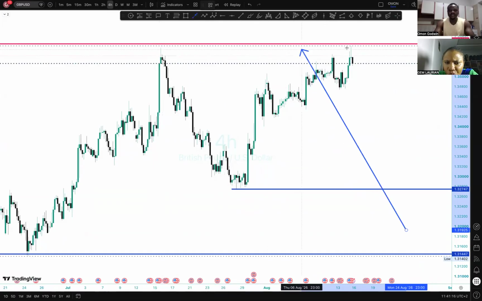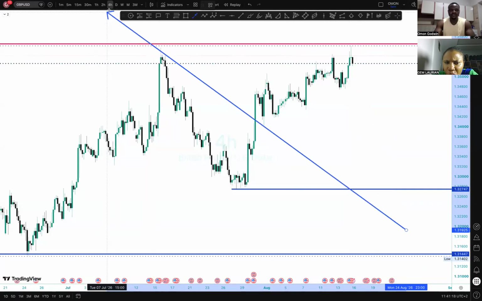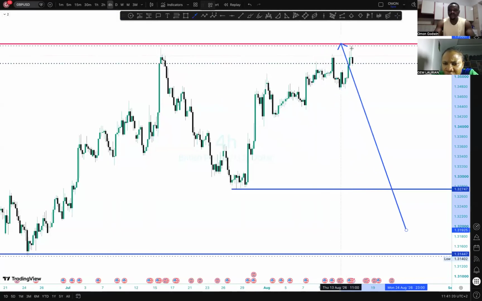You can see the rejection here. Remember, we're on the 4-hour time frame. So you can see the rejection here already, the way it rejected. So look at another 4-hour candle. Look at what happened. It has already given us a sign of selling. But are we going to start selling?